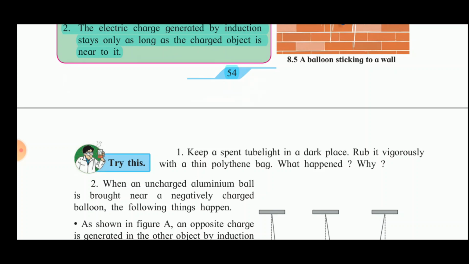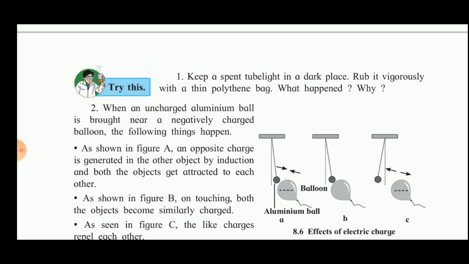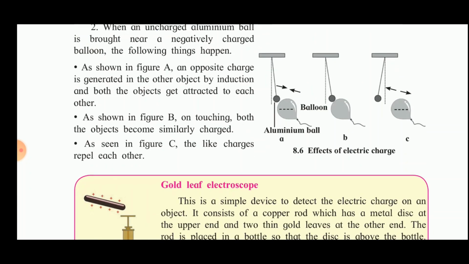When an uncharged aluminium ball is brought near a negatively charged balloon, the following things happen. As shown in figure A, opposite charge is generated on the other object by induction and both the objects get attracted towards each other. As in figure B, on touching, both the objects become similarly charged. As in figure C, the like charges repel each other.